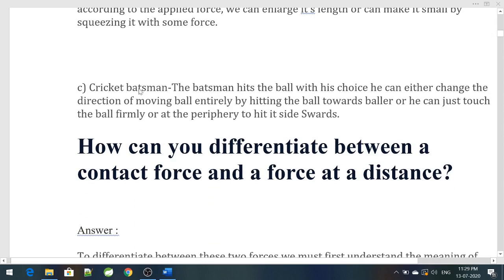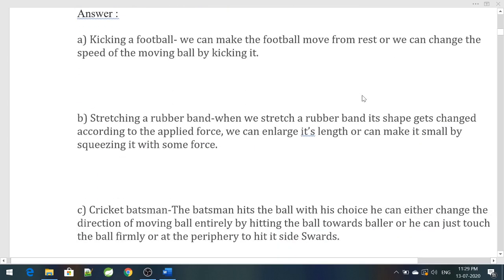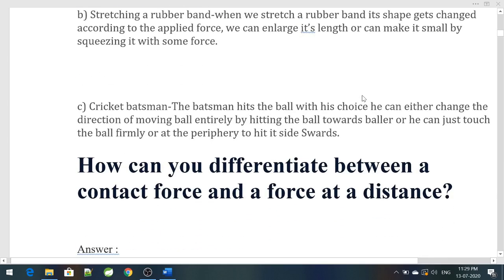Cricket batsman. Third question is change the direction of an object. How can a force change the direction? The batsman hits the ball with his choice. He can either change the direction of the moving ball entirely by hitting the ball towards the bowler, or he can just touch the ball firmly or at the periphery to hit it sideways.